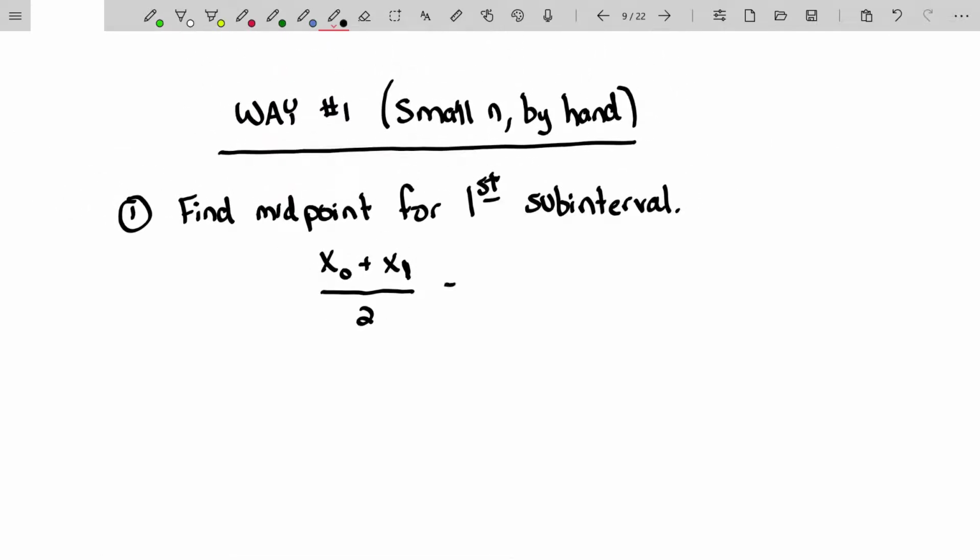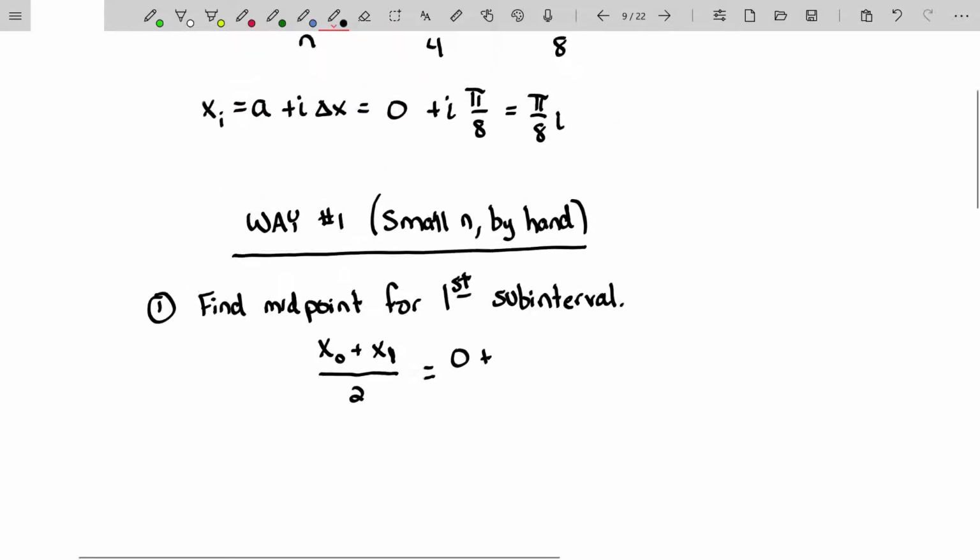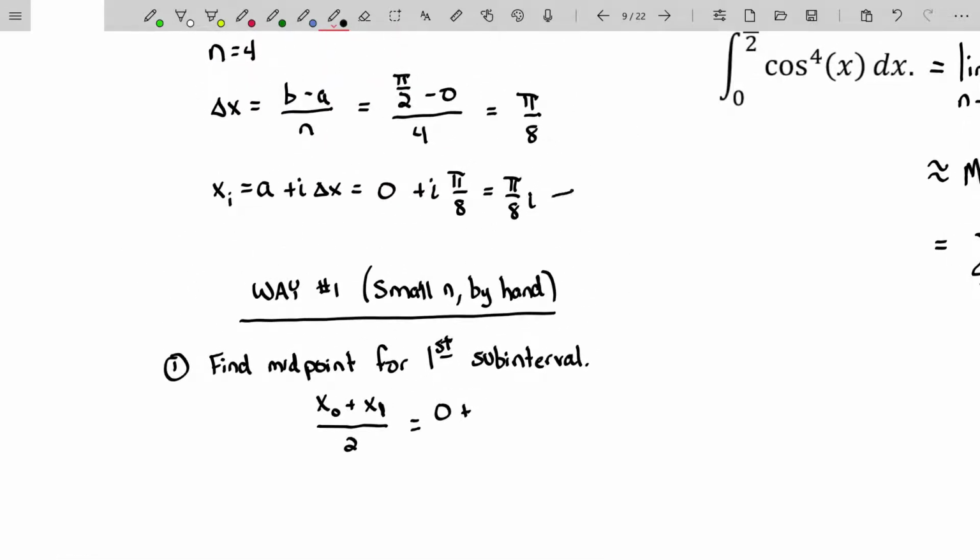Now remember, x sub 0 is where we're starting. x sub 1, you let i equal 1 right there. It's pi over 8. And divide that by 2. That's pi over 16. So that's our very first sample point. Okay, so I'm going to call that x sub 1 star. That's our first sample point.